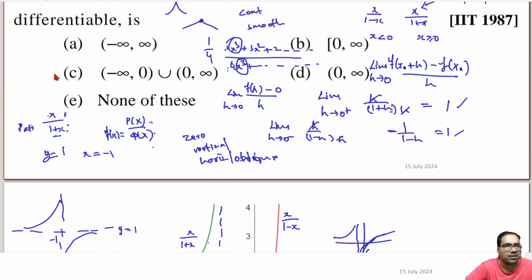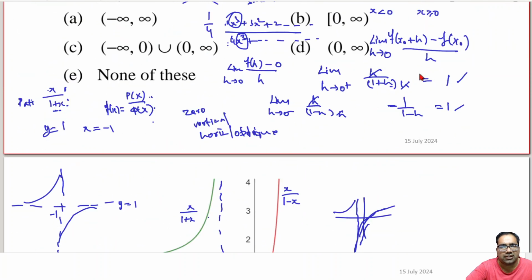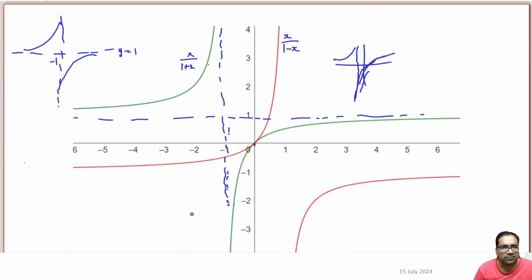Now this green graph is applicable when x is greater than or equal to 0. So we will take this part of the green graph, only when x is greater than 0. That is x by 1 plus x when x is greater than or equal to 0, and x by 1 minus x when x is less than 0. Now let's try to draw the graph of x by 1 minus x. Here, what is the horizontal asymptote? It is the coefficient of highest power of x, 1, by the coefficient of highest power of x, minus 1, which is minus 1.